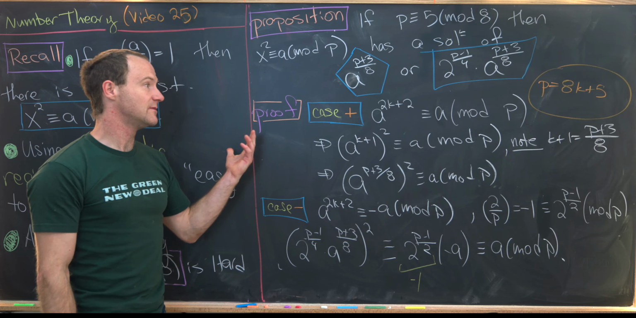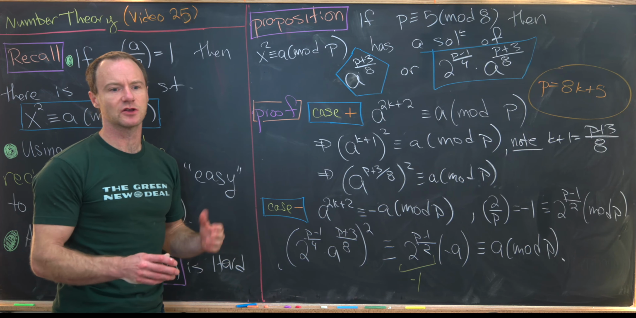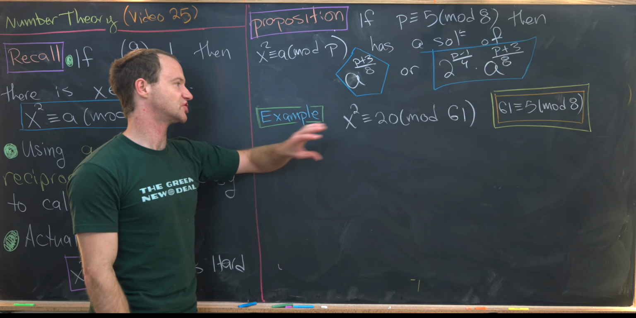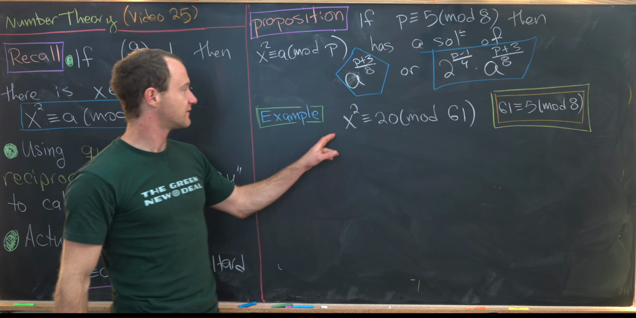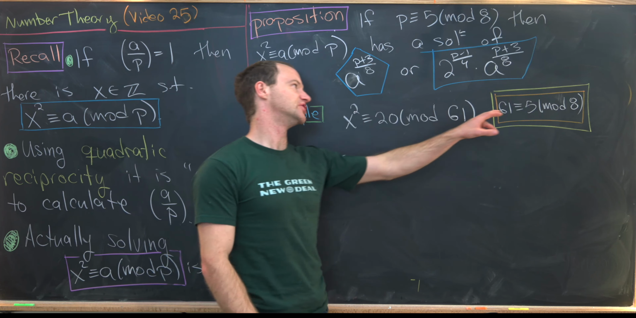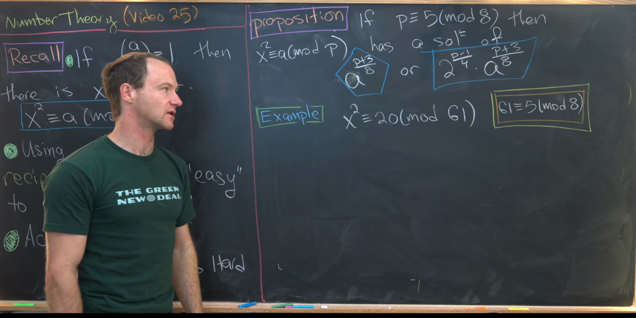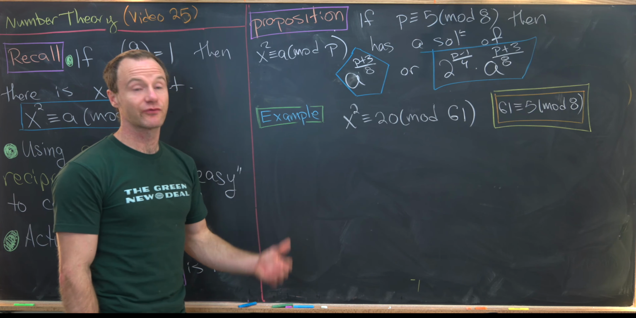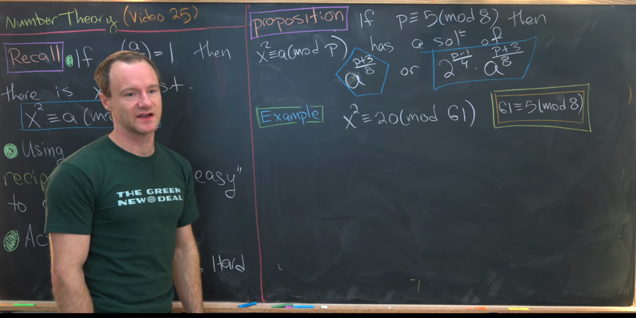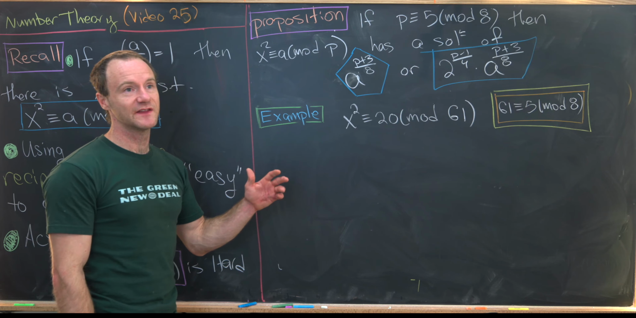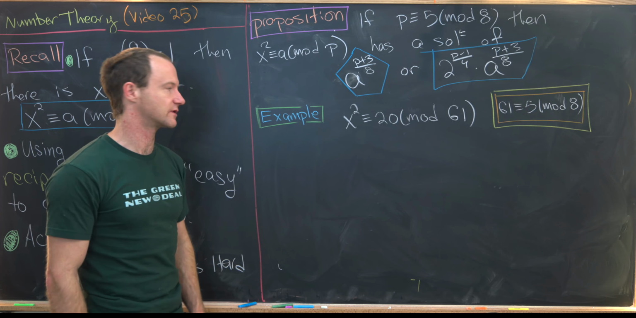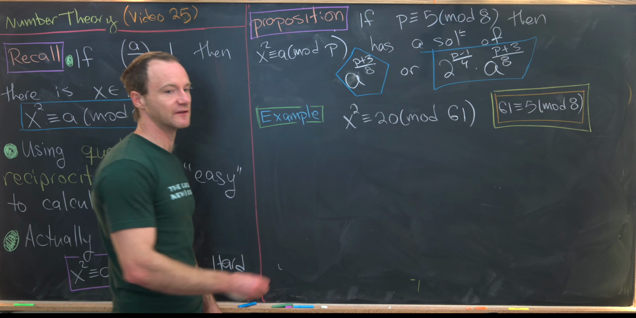Okay, so let's maybe do what we did with the last proposition and look at an example of this situation. Now let's look at an example of this proposition in action. So we'll solve the congruence x^2 is congruent to 20 mod 61. Let's just notice really quickly that 61 is congruent to 5 mod 8. So it's 3 less than 64, which means it's negative 3 mod 8, but that's the same thing as 5 mod 8. So again, we'll take the opportunity to practice calculating the Legendre symbol using quadratic reciprocity just to make sure there's a solution in the first place.